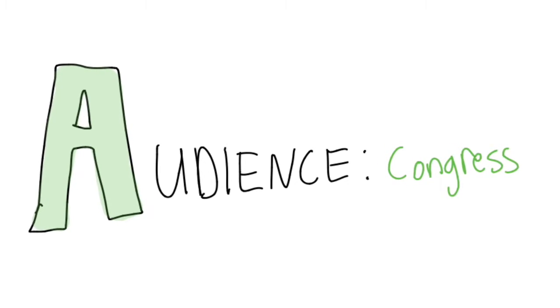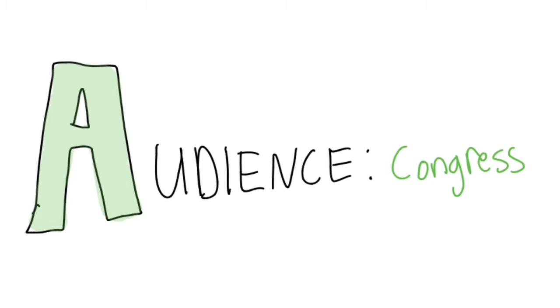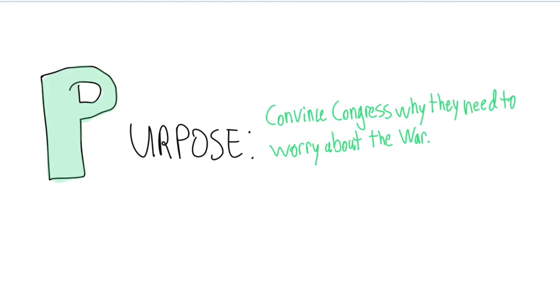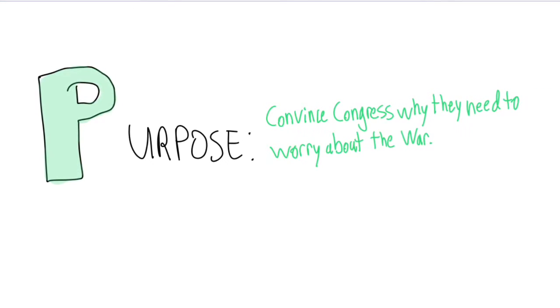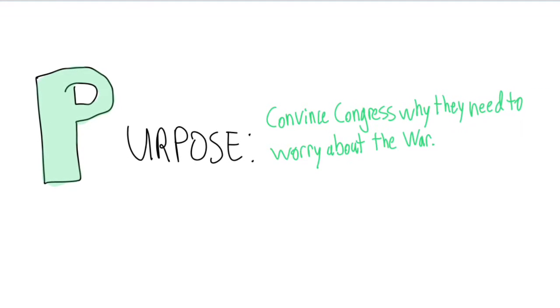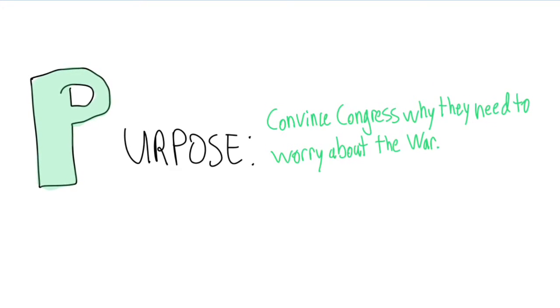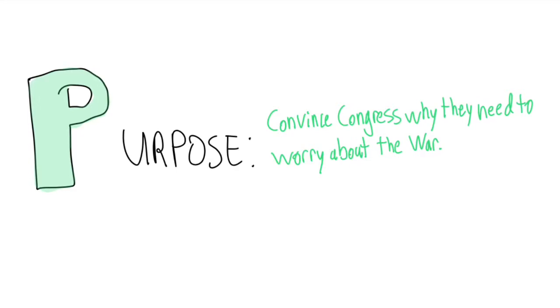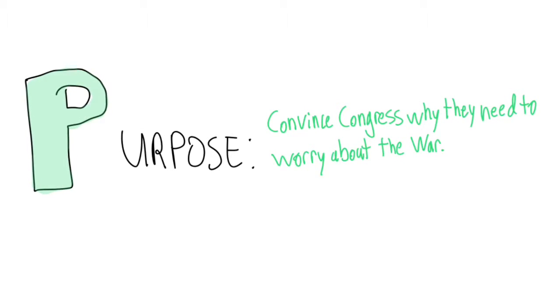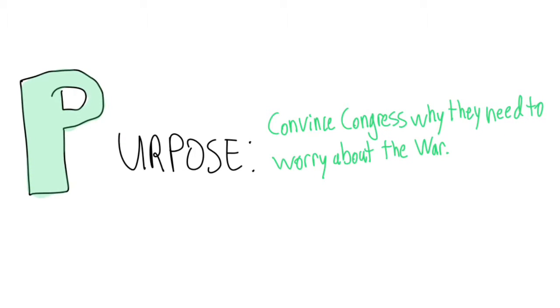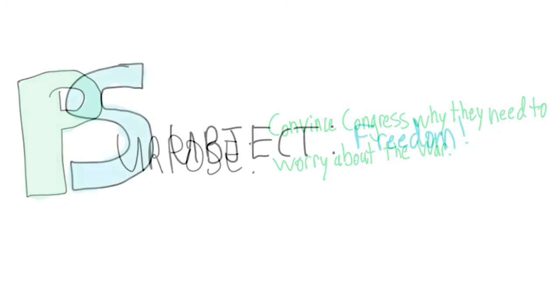That's why Roosevelt has such a hard sell to convince them exactly why they need to get involved. Roosevelt's purpose is a rather daunting but also very important one. He's trying to convince Congress why they need to worry about a war that they're intentionally avoiding. It's almost like he's trying to get someone to do an AP Lang project that they haven't started until the night before or something. Luckily, I don't know much about that.